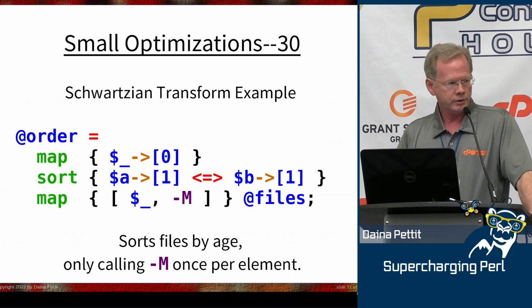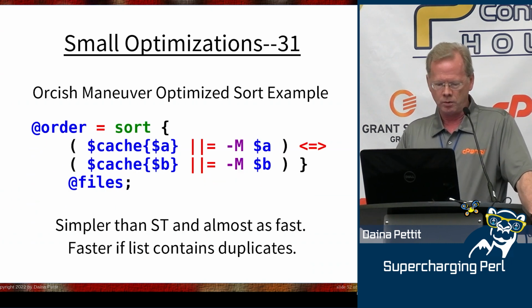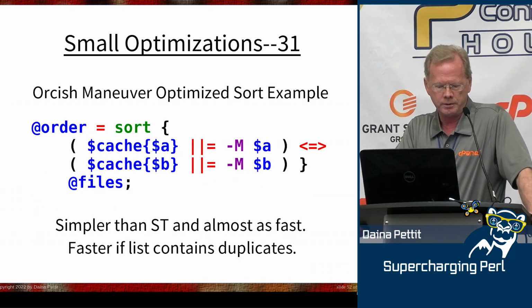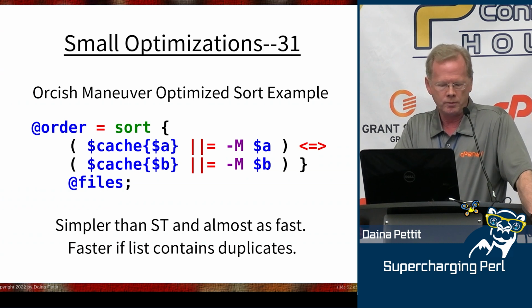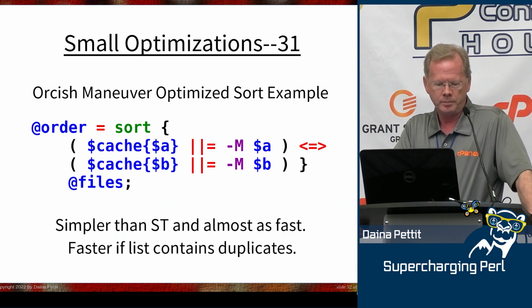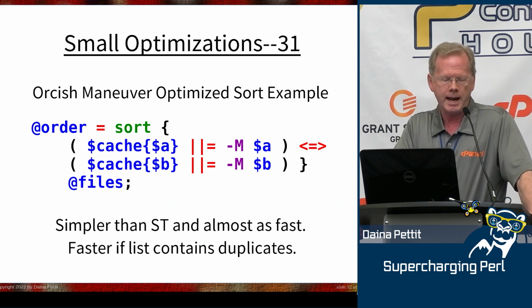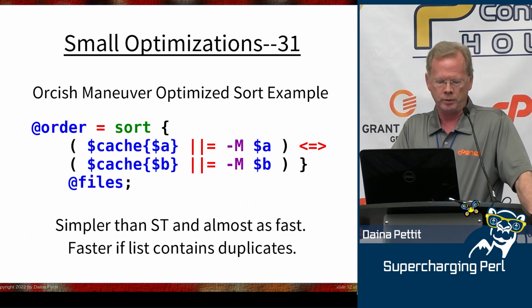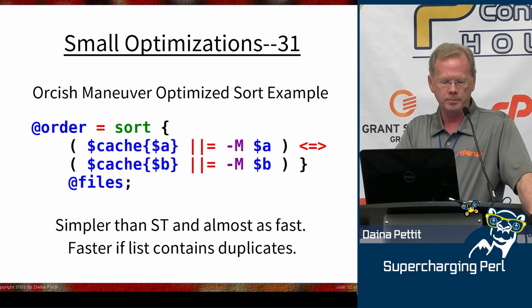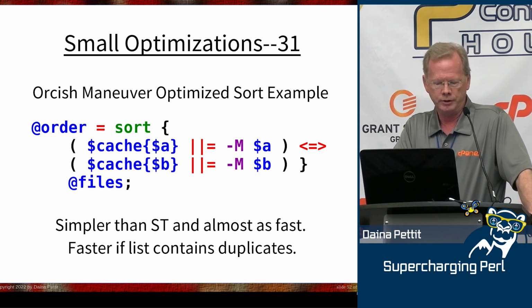There are some tweaks on this. There's one that's similar called the Orcish maneuver. This will be faster in some cases, if the list contains duplicates. It's simpler than the Schwartzian transform, and it's almost as fast. Basically, you're taking a cache and storing the value in that, sorting by the value in the cache rather than building a new array and then stripping it.